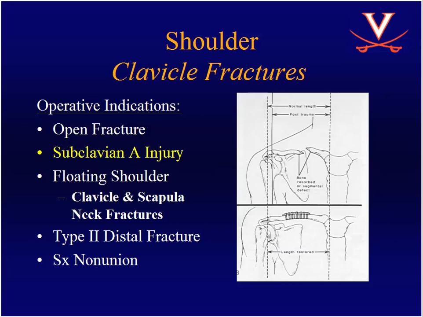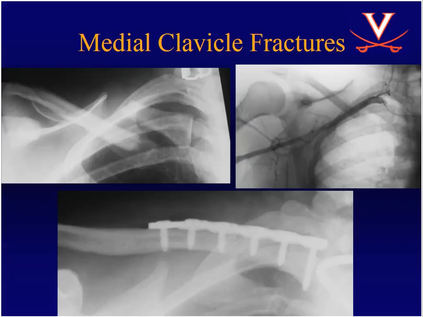Okay? From a practical standpoint, though, we're stretching that envelope a little bit, but it's not going to occur on your boards. Here we see medial clavicle fracture, impending vascular injury, appropriate to fix that. Here we see non-union, significant shortening, maybe even in paratroopers, you can fix that.